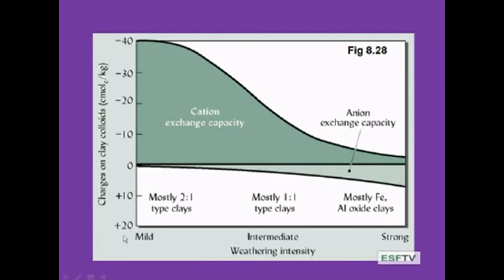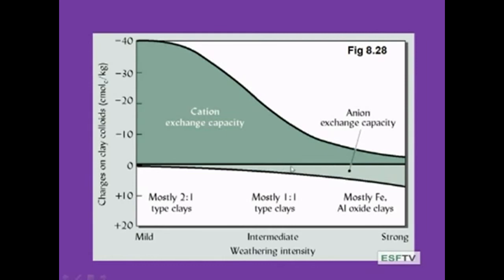On colloids, we go from +20 to -40. And we talked already about why we have positive numbers, positive numbers in the iron aluminum oxides because of this low acidity situation. So if we look at the mild weathering regimes, we have cation exchange capacities rather high. And as we increase weathering intensity, cation exchange drops.